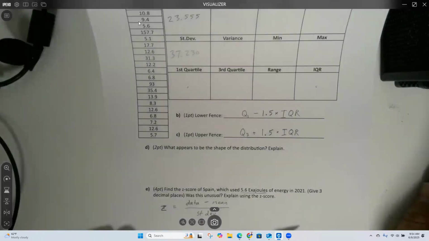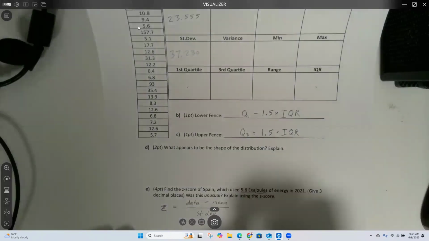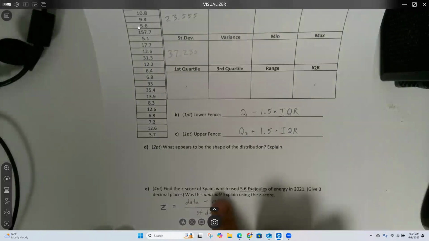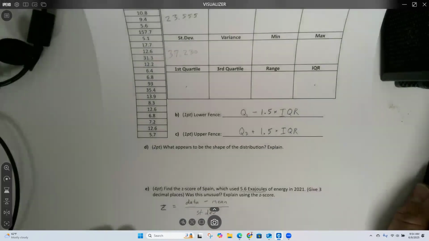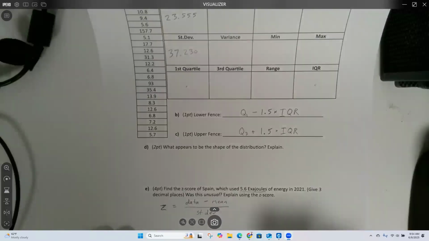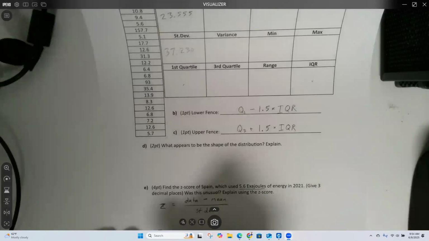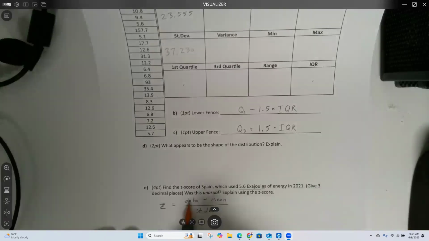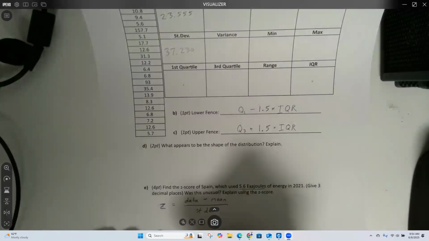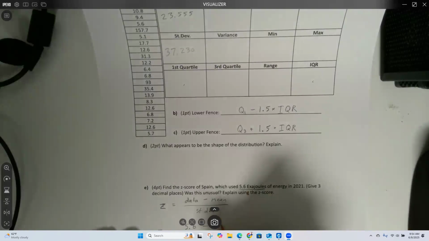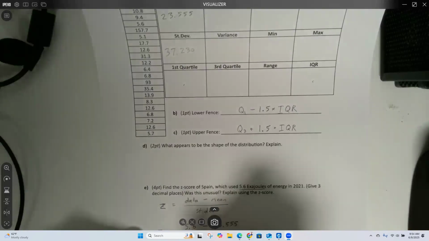All right. So we are asking find the z-score of Spain, which uses 5.6 exajoules. Okay. So in my z-score here, I'm going to do z-score equals the data, in this case the thing I'm comparing against the mean. So that's my 5.6. My mean is 23.555. And my standard deviation is 37.230. Okay.